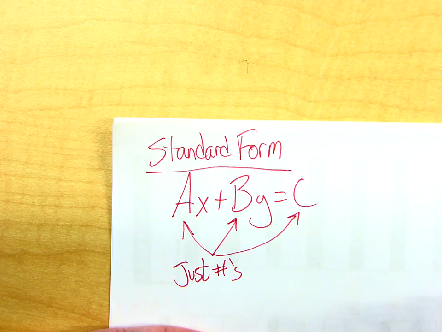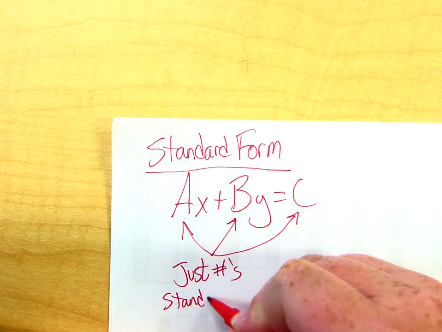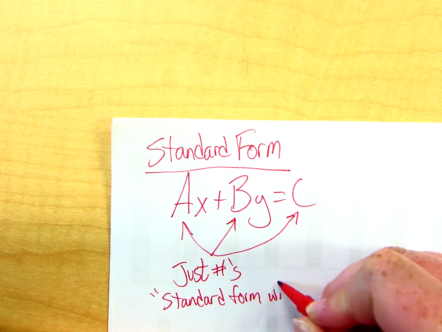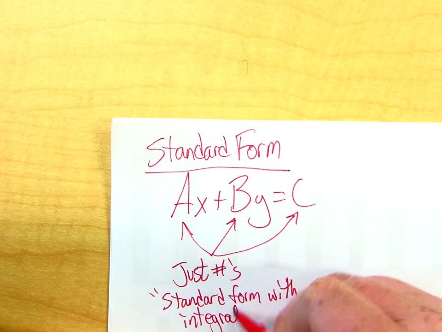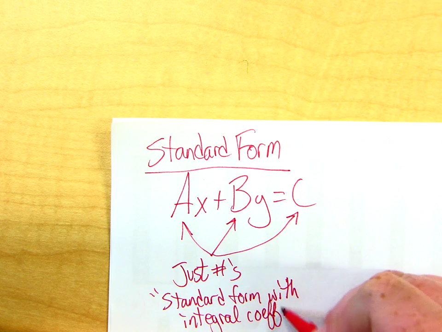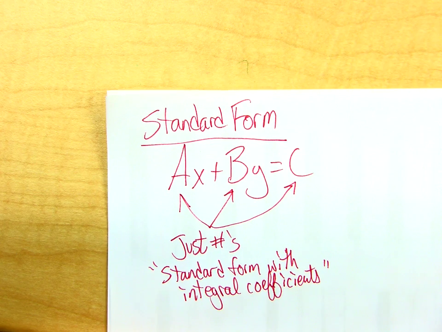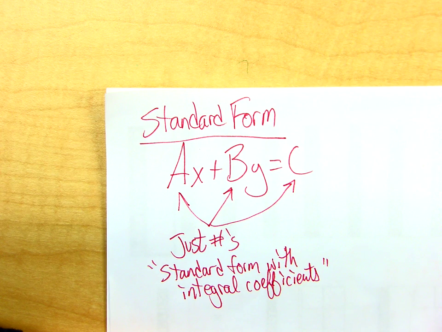We usually like to use this phrase, standard form with integral coefficients. What? Standard form with integral coefficients. What does that even mean? Anybody think they know? Go ahead. It just means that the numbers are integers. That's A, B, and C, so they're not going to be fractions.